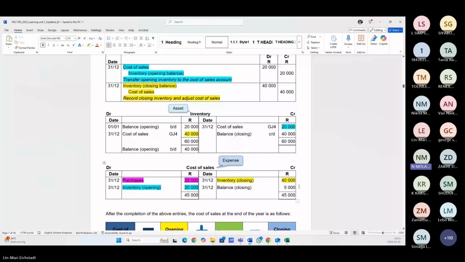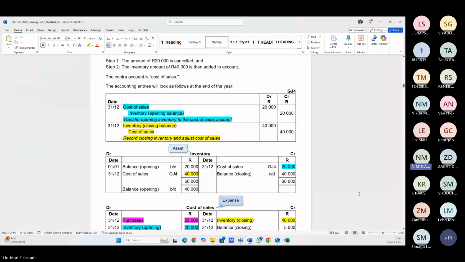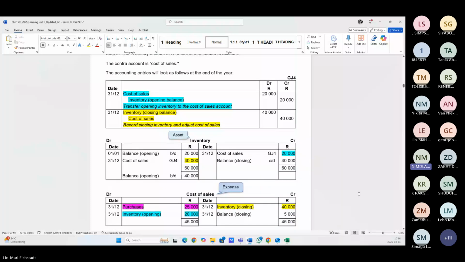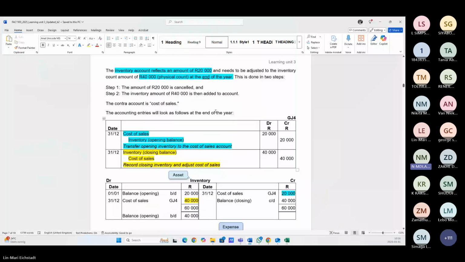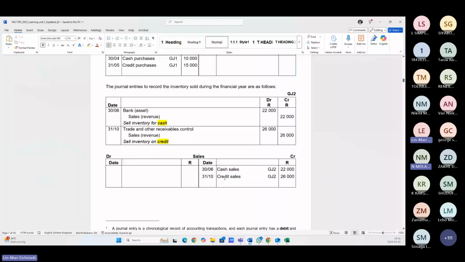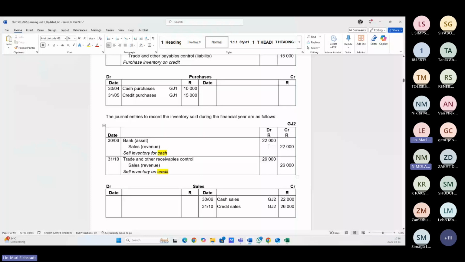Okay, but at the beginning of the example, it says that sales of 22,000 and 26,000 were made. So the cost of sales would total to 46,000. So there's a difference between sales and cost of sales. Yes, total sales, which is this T account here, sales, that is 46,000. That's correct.